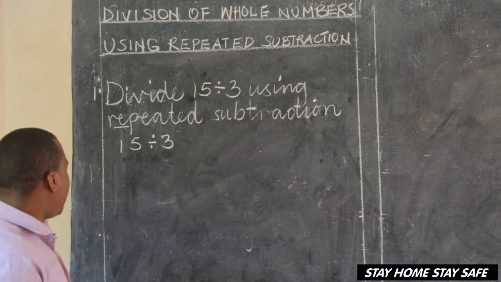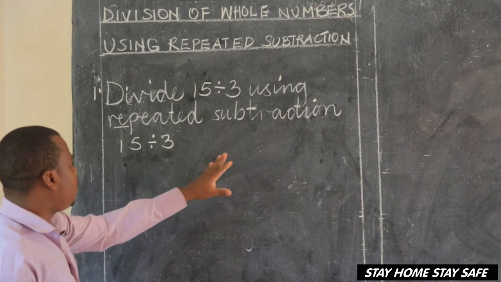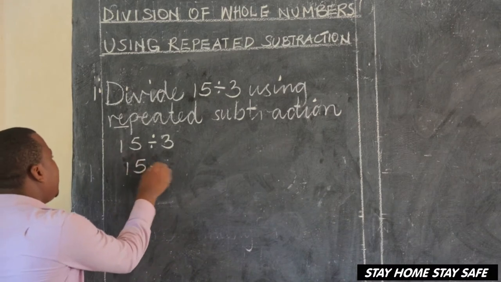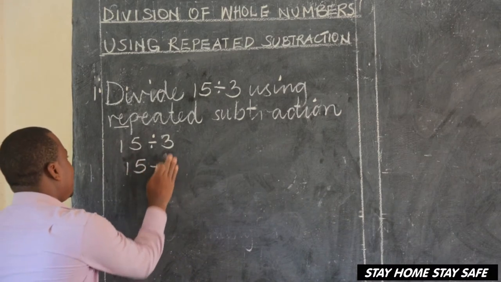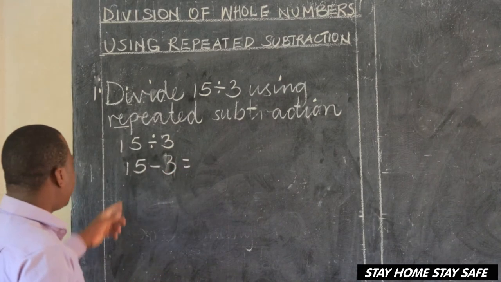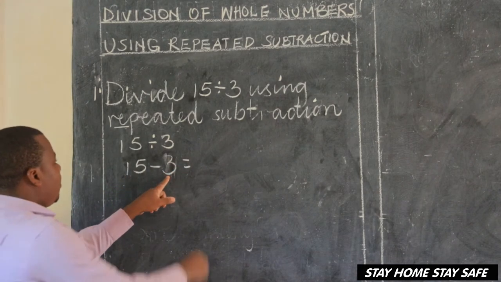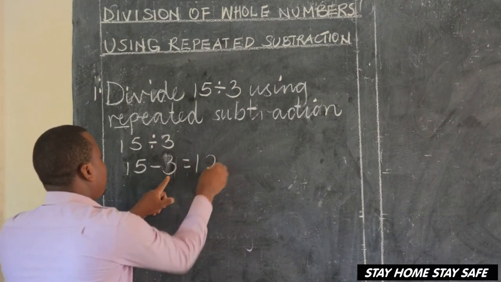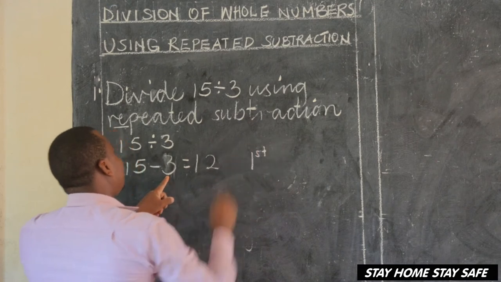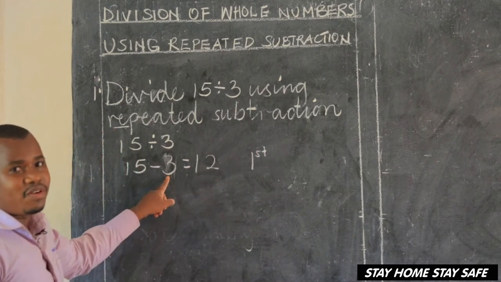So let's move. What is 15 divided by 3 using repeated subtraction? We are going to have 15 take away 3. 15 minus 3, and we get the answer. So what is 15 take away 3? 15 take away 3 is 12. So you count. This is your first time of subtraction, right?